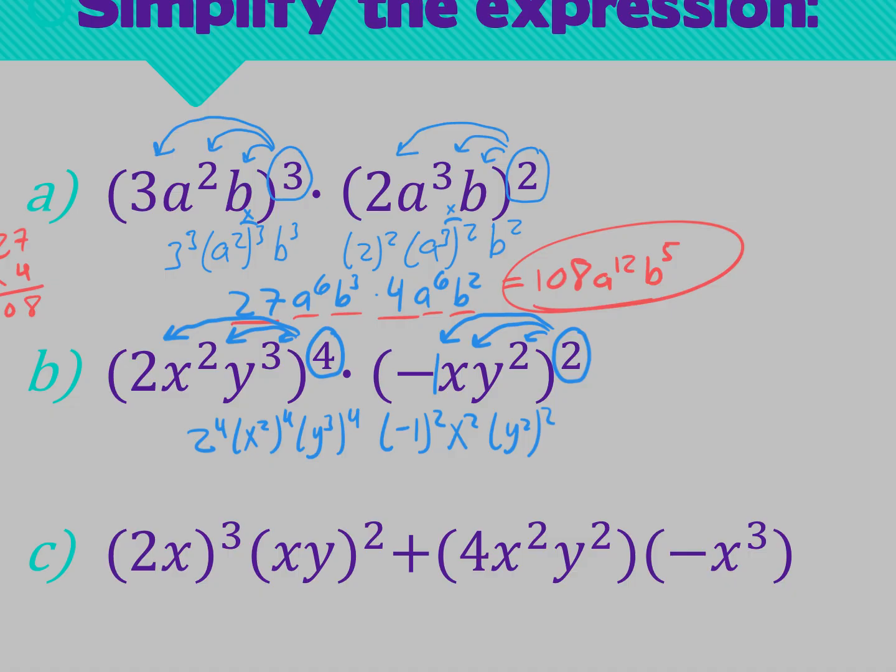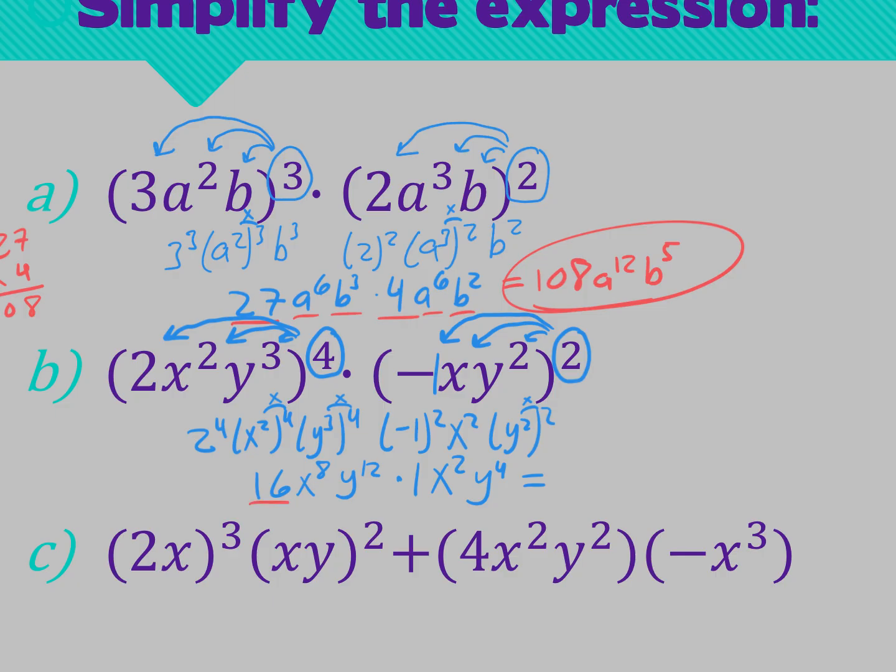And then 2 to the 4th over here is just 2 times itself 4 times, so 16. Power to a power you multiply, I get x to the 8th. Power to a power again, I get y to the 12th. Negative 1 squared is just positive 1. Negative 1 times negative 1. X squared, and then y squared squared is going to get me y to the 4th. Power to a power you multiply.